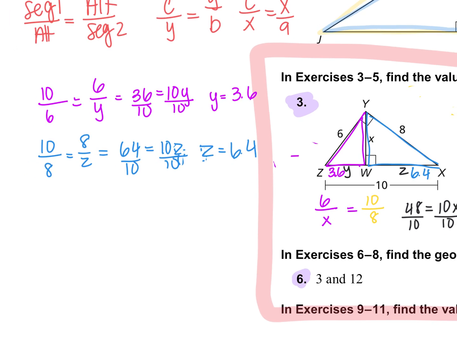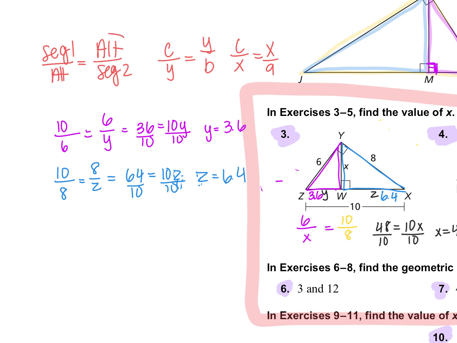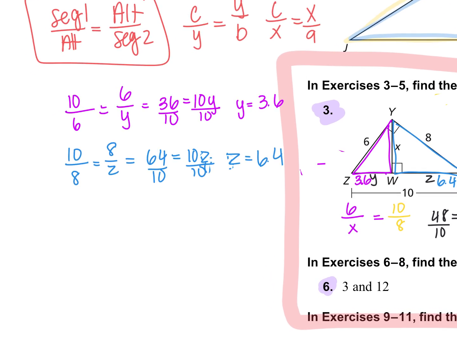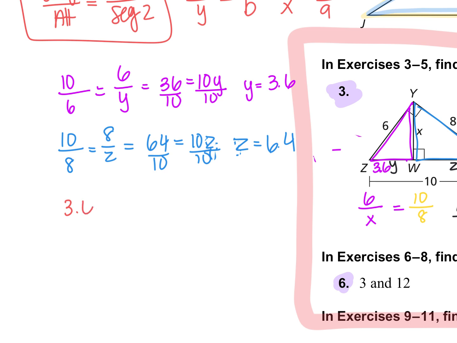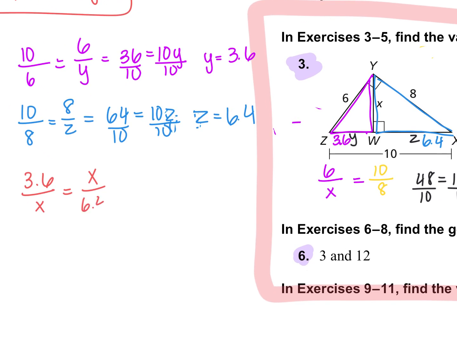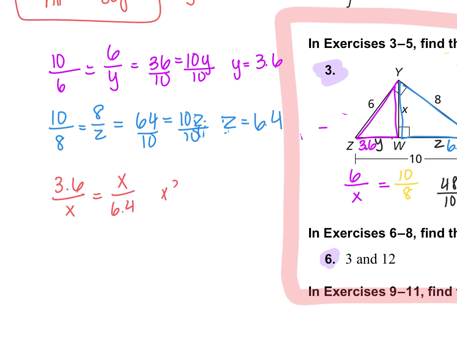So solving for my altitude, I'm going to use the formula that we used up here. Segment 1, 3.6, over my altitude, which I don't know, equals my altitude over 6.4. I'm going to get X squared equals 3.6 times 6.4. Again, you have your calculator. You're going to get 23.04.